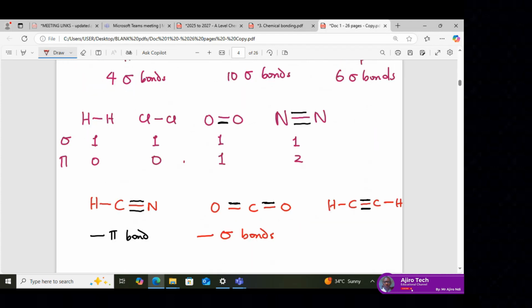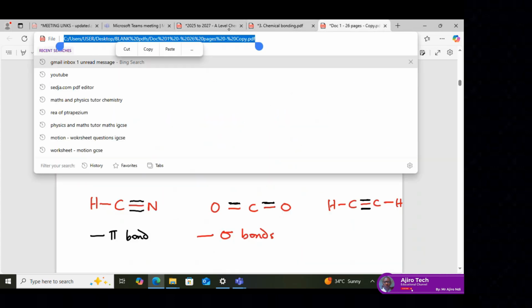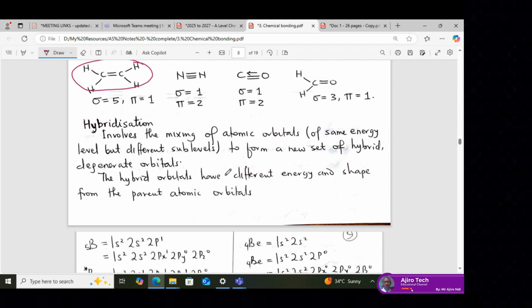Now, how do you form a sigma bond? Sigma bond is formed by direct overlap of atomic orbitals. Therefore, sigma bonds are usually stronger than pi bonds. Is that okay?